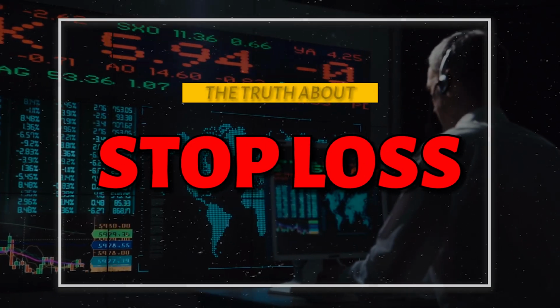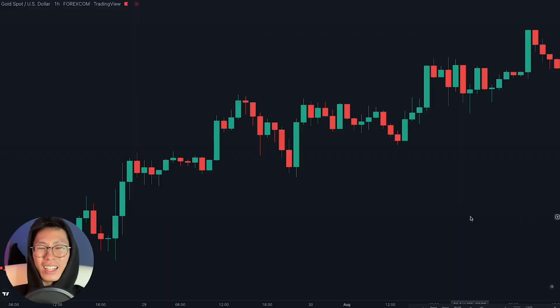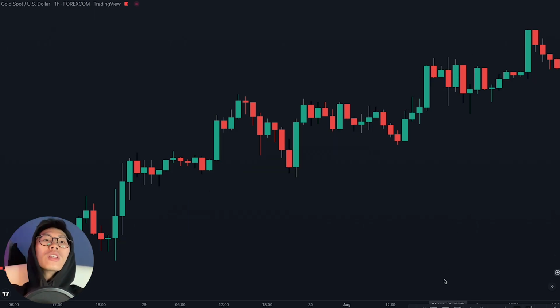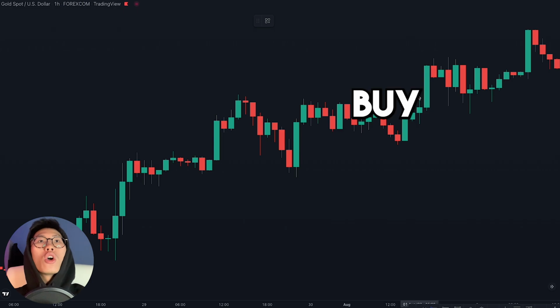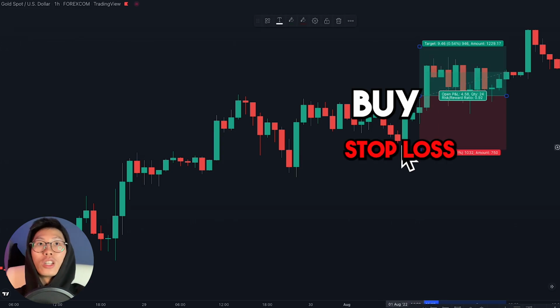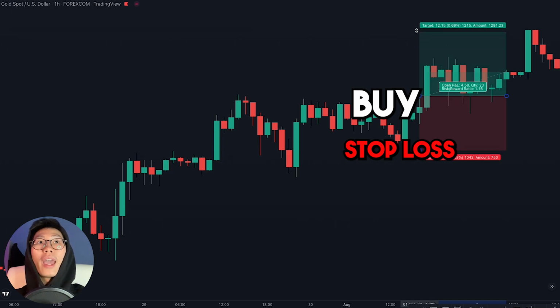Next, stop loss. In this example, we can clearly see that price is in an uptrend, so we should only be looking to buy. So let's say you enter for a buy right here. If you enter for a buy right here, you know that you should place your stop loss below the last higher low, which is right here. This is the last higher low before price goes up. So you should place your stop loss right here and place your take profit at the next key level or whatever.